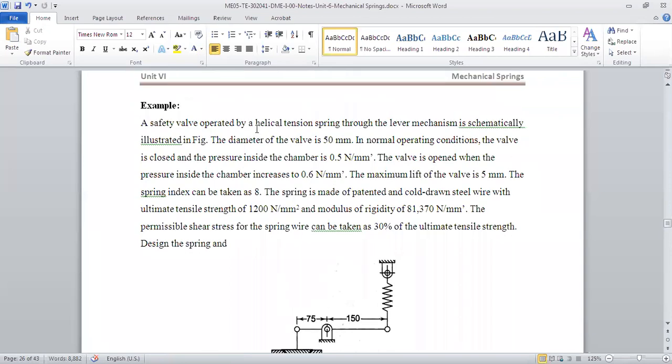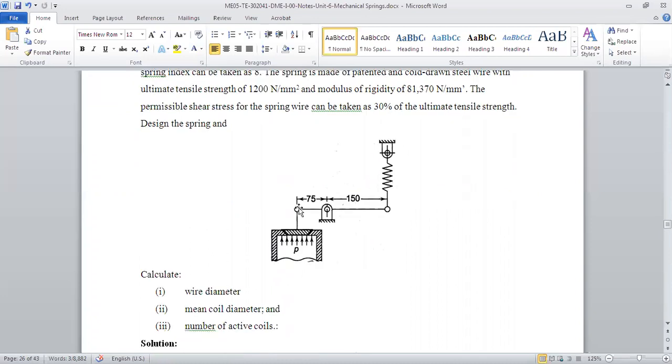So we are using a helical tension spring. Here a tension spring, which is helical, is used through the lever mechanism as shown in the figure. We have a figure with a lever. If you see, one side of the lever on the left hand side, the length is 75, and on the right hand side, the length is 150.